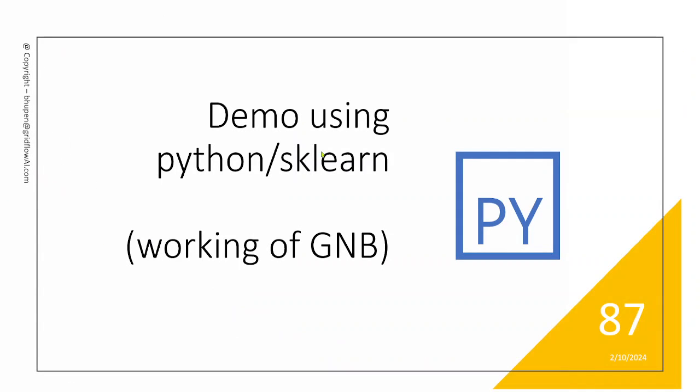I'm going to show you the demo of Gaussian Naive Bayes, how it actually works. And then after that, we will talk about how Gaussian Naive Bayes helps us in terms of out-of-core learning. And then one more use case would be data generation.